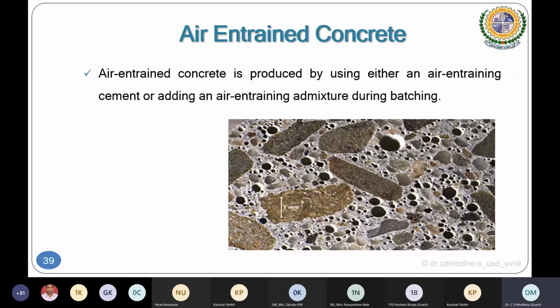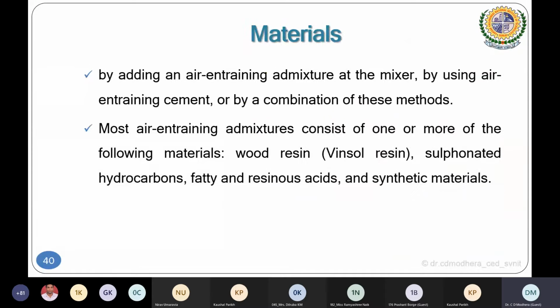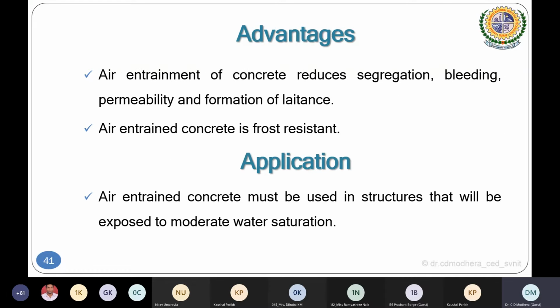Another concrete is air entrained concrete. Air entrained concrete is produced by using either an air entraining agent or cement, or adding an air entraining admixture during batching. We will not discuss the material much, but still, air entraining admixture consists of one or more of the following materials: wood resin, that is Vinsol resin, or sulfonated hydrocarbons, sometimes fatty or fat and resinous acid, and synthetic materials are also used.